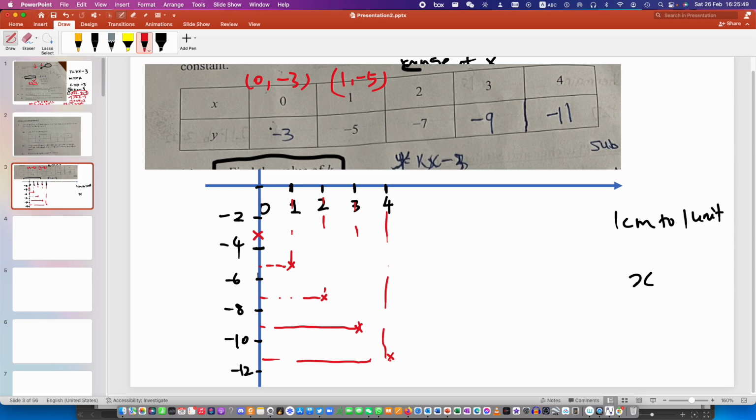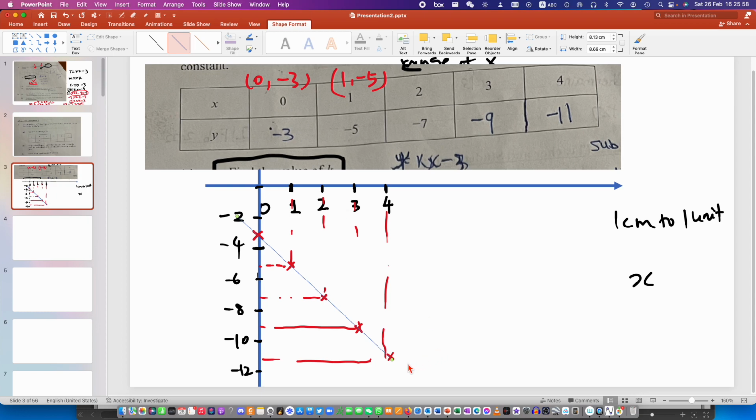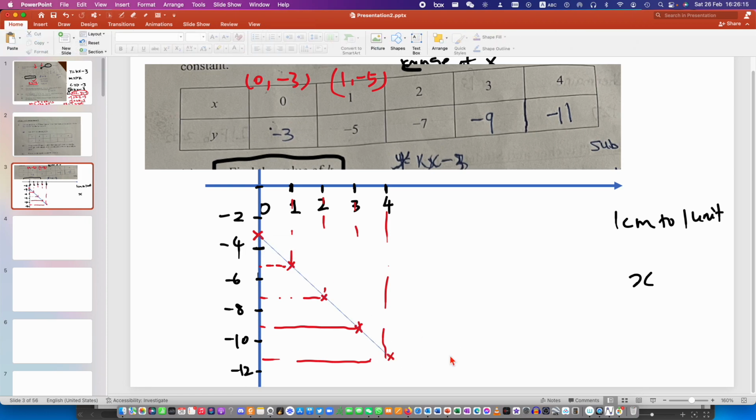So once you have all these points, what do you do? Link it up using a ruler. Can you extend it? No, because they say it must be from 0 to 4, right? They give you the range, so can you go out of the range? No, cannot. You must start at the point and end at the point. That's why they give you the range. You cannot go beyond.